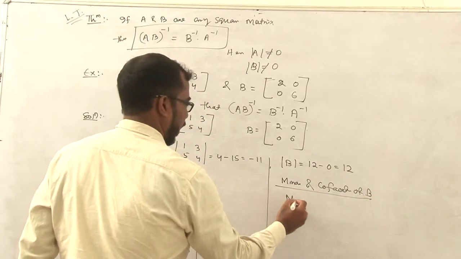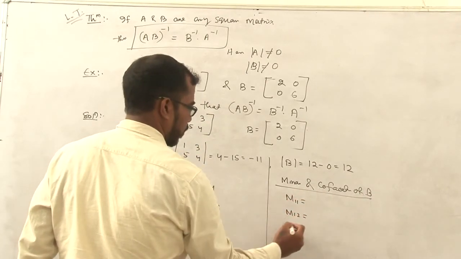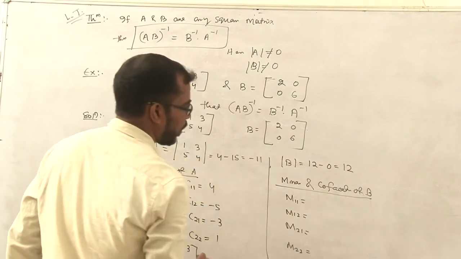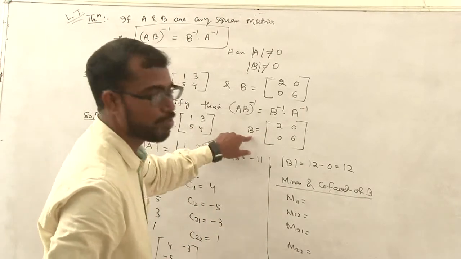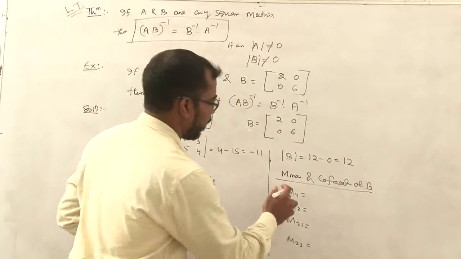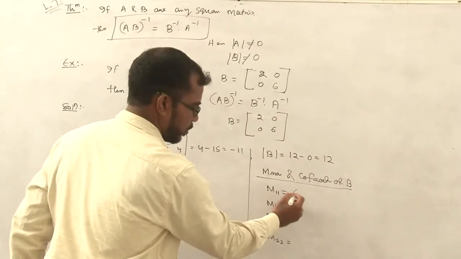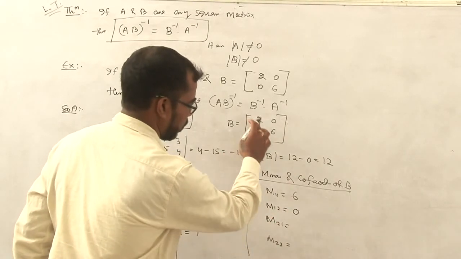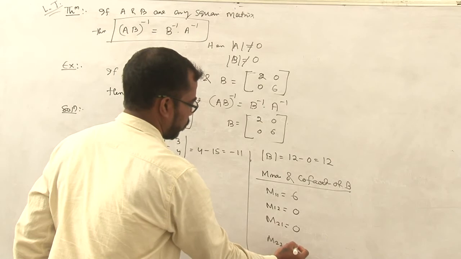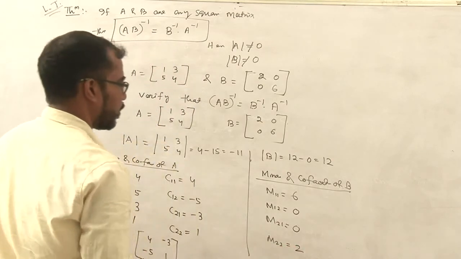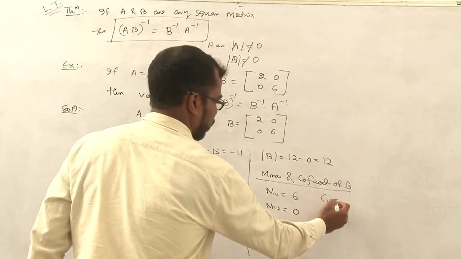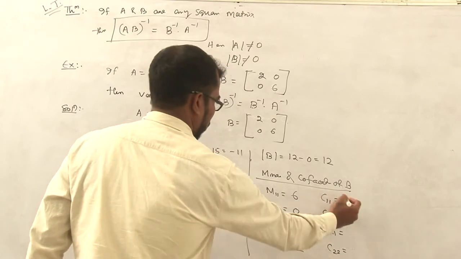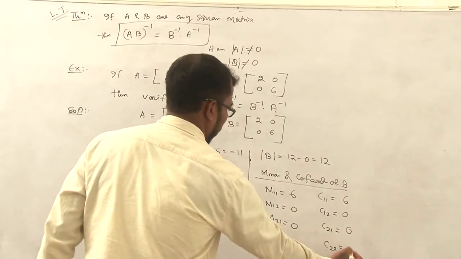So here you can write M11, M12, M21, M22. M11, you can see in the matrix B, if you delete it then you get 6. M12, if you delete it then 0, M21 0, M22 that's 2. Okay, now you can write cofactors C11, C12, C21, C22: 6, 0, 0 and 2.